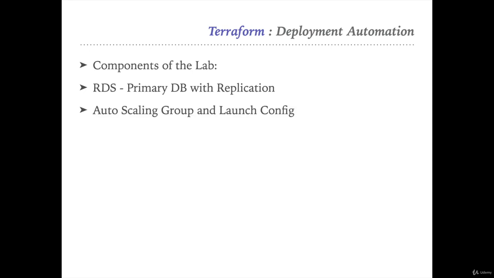We will create the auto scaling group and the launch config for the web servers so that whenever the load increases, the EC2 instance will be auto scaled. And what template will be used when the node is auto scaled? That will be the launch config.